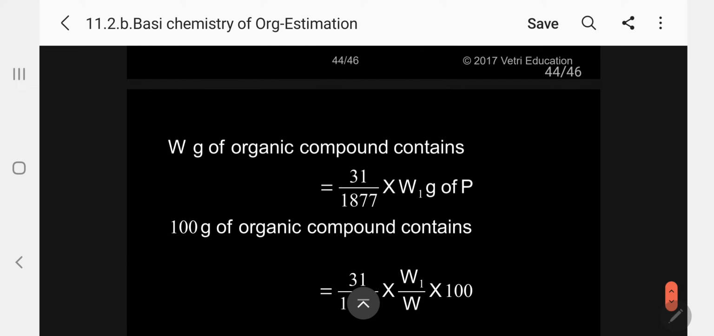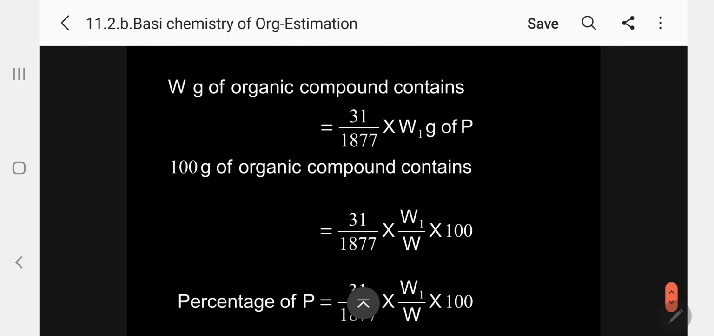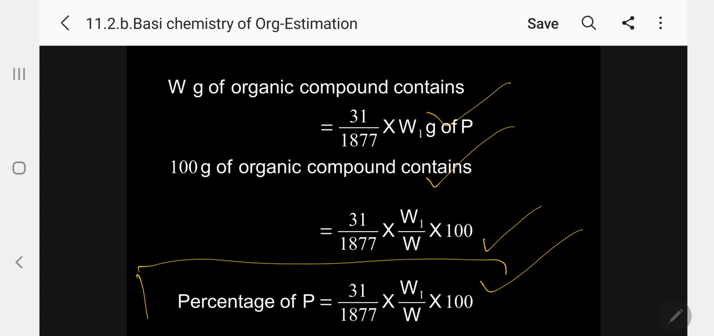So for 100, how much? That is the percentage. W grams of organic compound contains so much, so for 100 grams of organic compound, it is 31 divided by 1877 into W1 by W into 100. That is the percentage of phosphorus. Please follow, these are the things you have to follow.